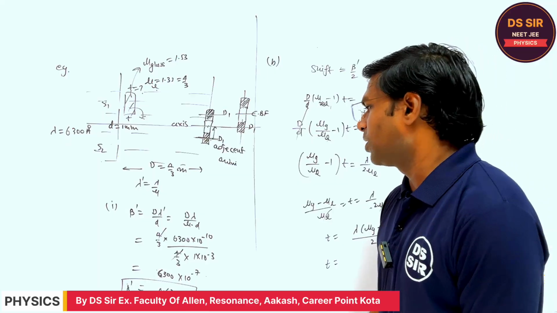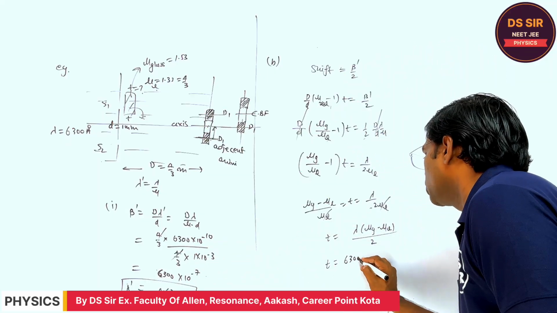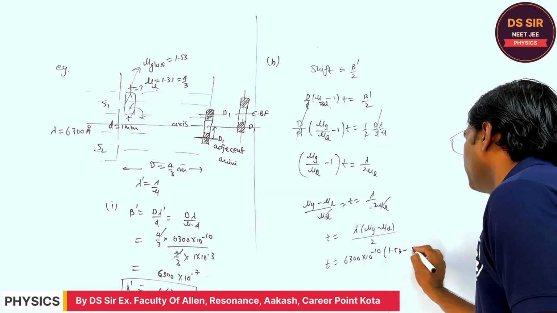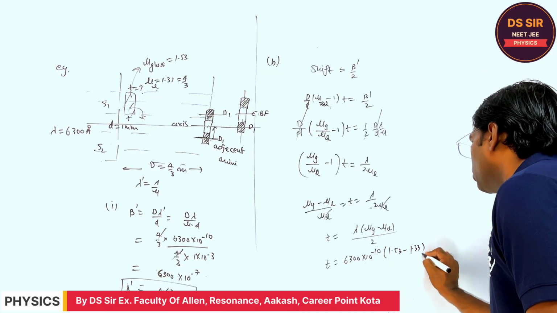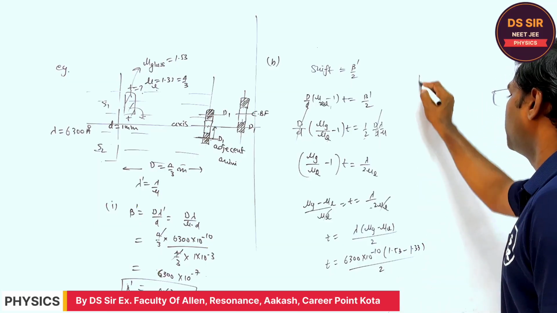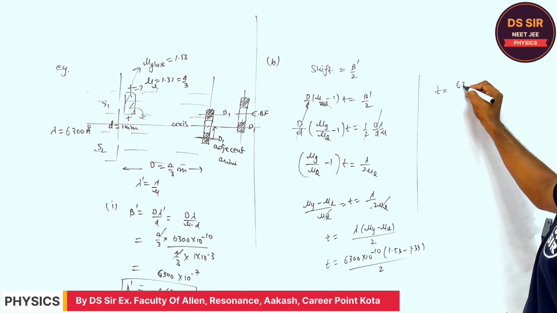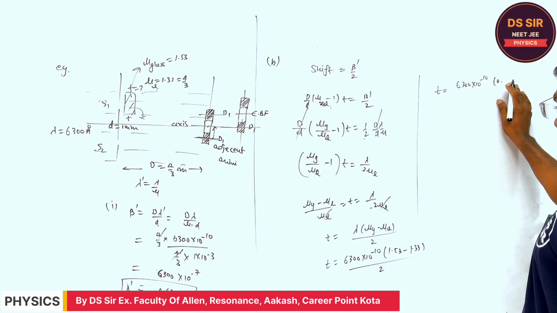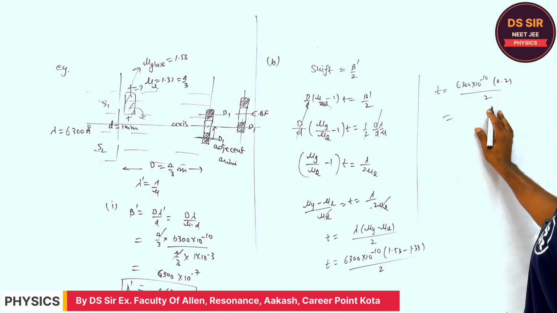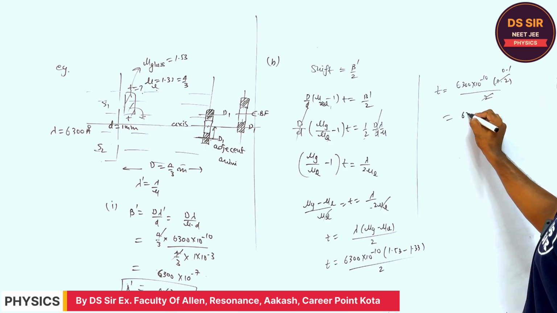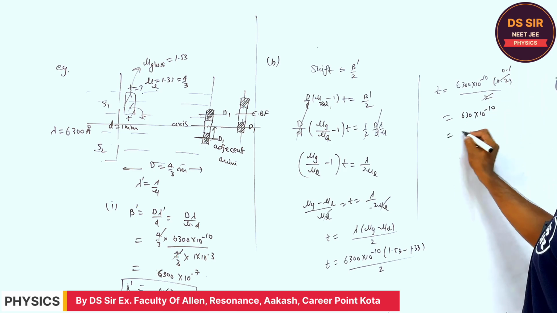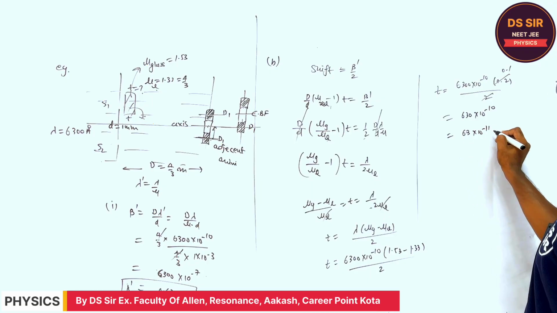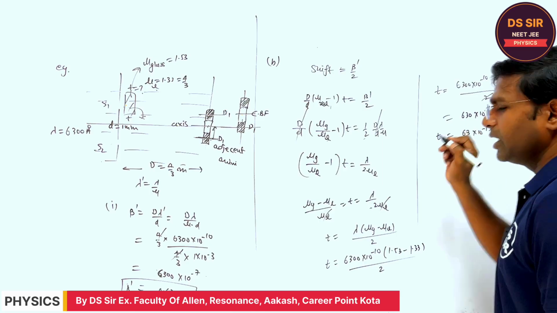So the wavelength is 6300 into 10 to the power minus 10. The glass refractive index is 1.53, minus 1.33, upon 2. You can simplify it. T is equal to 63 into 10 to the power minus 10 into 0.2 divided by 2, that is 0.1. So thickness is 6.3 into 10 to the power minus 13 meter. This is the thickness.